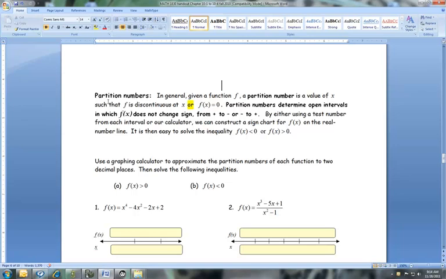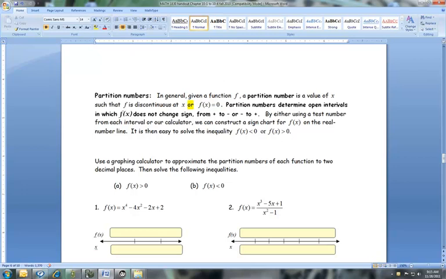To finish up section 10.3, we now need to look at partition numbers. In general, given a function f, a partition number is a value of x such that f is discontinuous at x or the function's equal to 0. Discontinuous is what we just worked with, so if there's any breaks, then that would be an x value of concern, or a partition number, or where my curve hits the x-axis, where it's a 0. That's another value I need to know about.